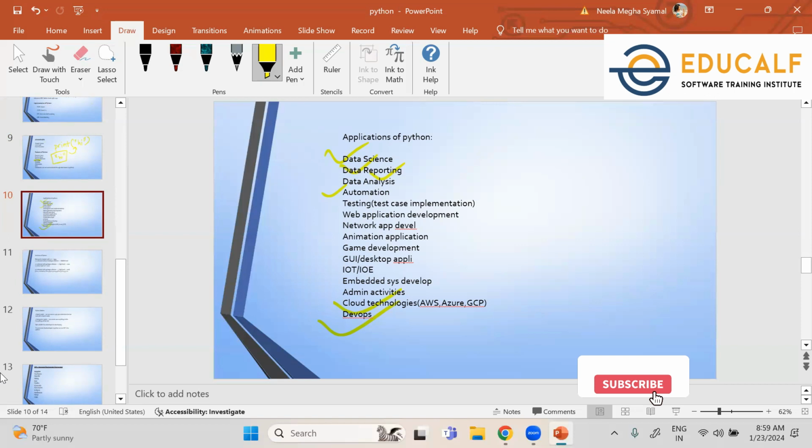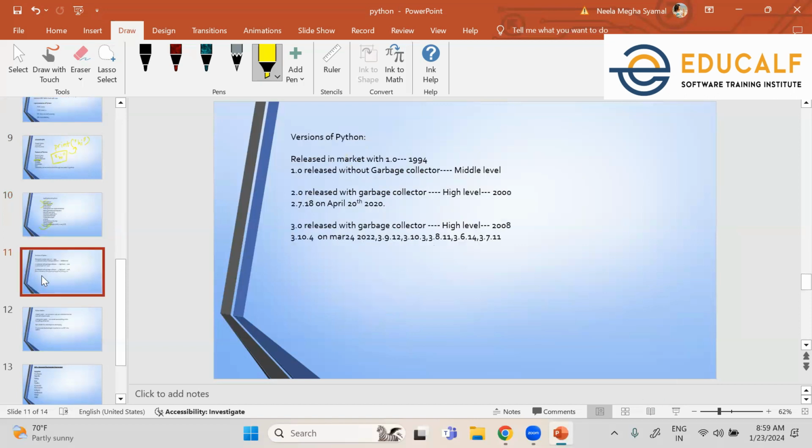To automate a process, you need Python. To test a process, you need Python. To develop a web application, you need Python today. Network application development, you need Python. Animations are done using Python. Games are developed using Python. Not one, everywhere it is Python today.